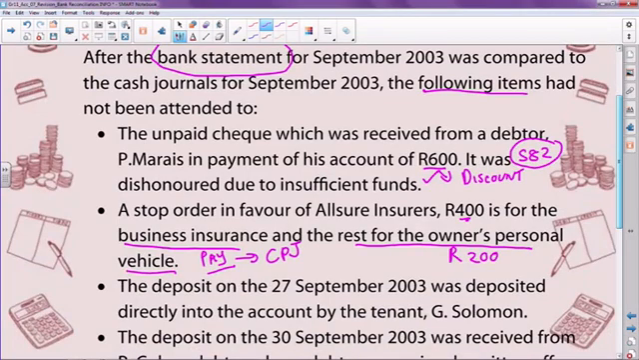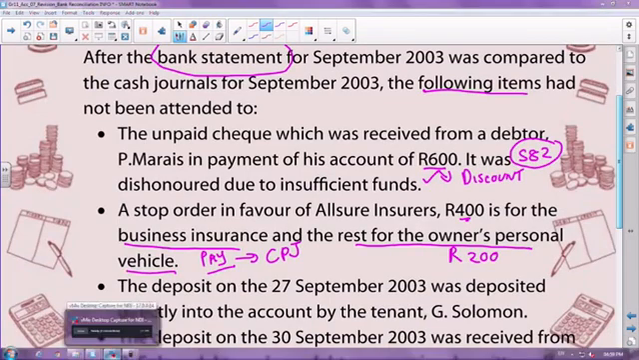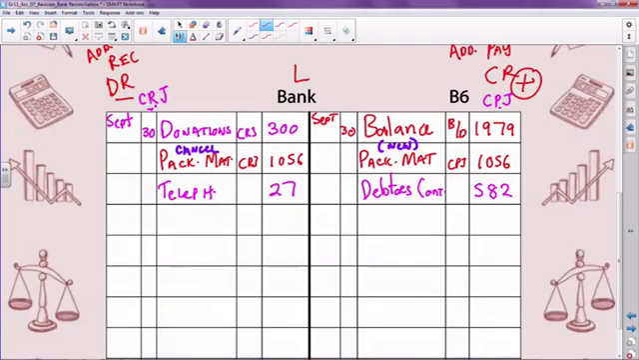So let's record this straightforward. Let's start with the 400 Rand. It's an additional payment, so 400 Rand would be for insurance. That would be my contra details. And the balance, which is 200 Rand, is the owner's personal insurance, so the contra account would be drawings. Okay, right, that one's sorted.